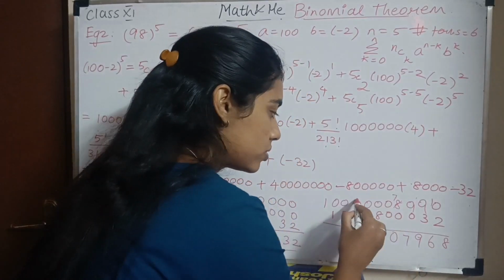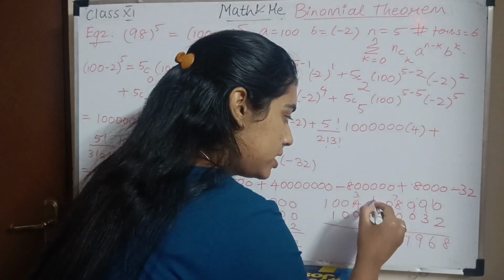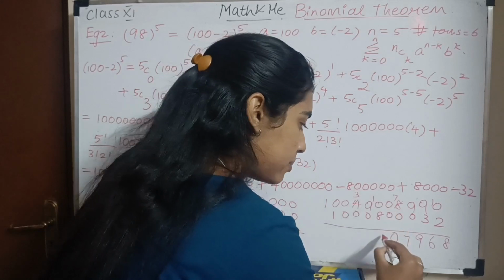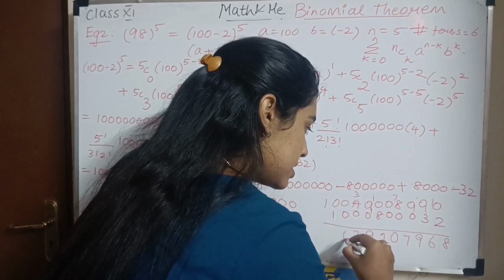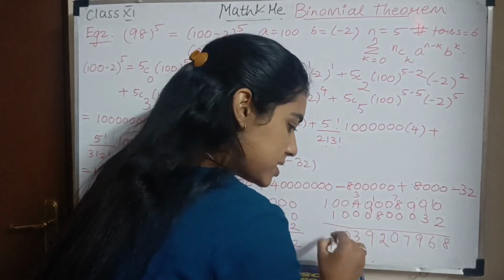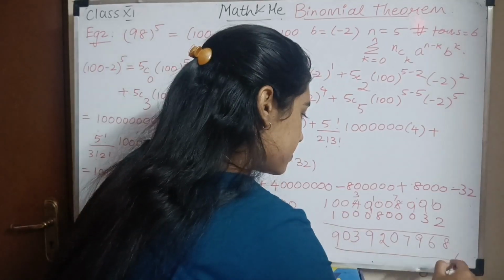9 minus 0, 9. 7, 0. Again I have to borrow. So 4 becomes 3, 9, 10. So I have 10 minus 8 is 2. 9 minus 0 is 9. 3, 0. 10 minus 1 is 9. So this is my final answer. Okay.